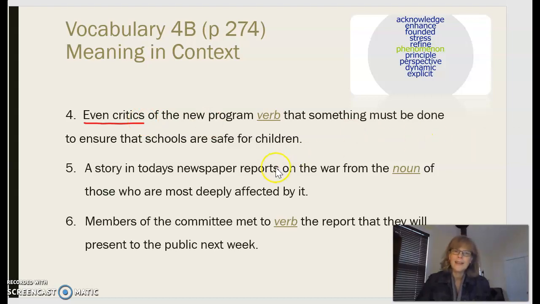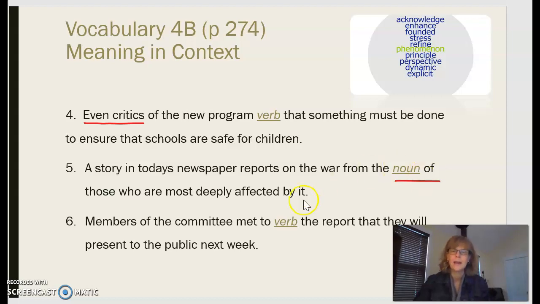Let's see. Number 5, talking about a story in the newspaper, trying to show us a story from a lot of different ways of seeing something. And hopefully you guessed the word perspective should go there. From the perspective of those who are most deeply affected by it.